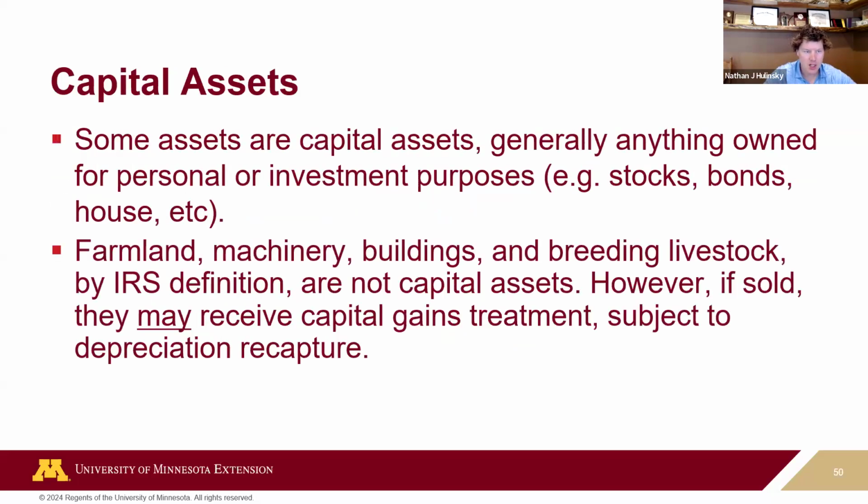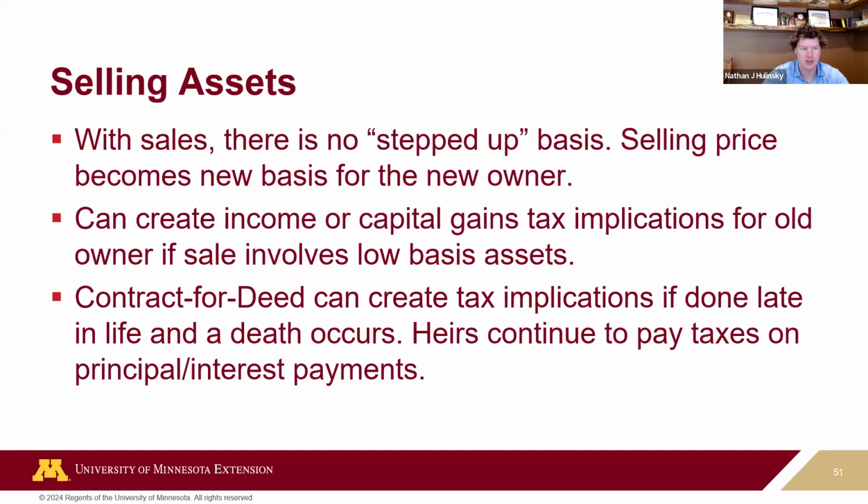Some assets are capital assets, generally anything owned for personal or investment purposes: stocks, bonds, your house, things like that. Farmland, machinery, buildings, and breeding livestock are by IRS definition not capital assets, but they may receive capital gains treatment subject to depreciation recapture. There's a lot going on here, and we don't want to overwhelm you, but we want everyone to be aware of the different tax consequences that happen with selling assets.